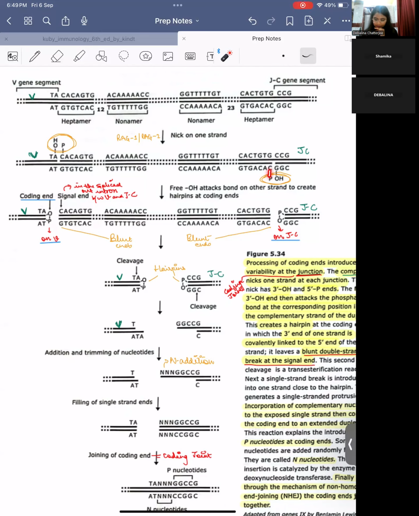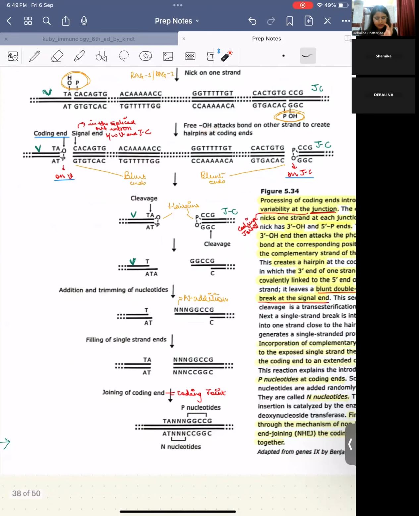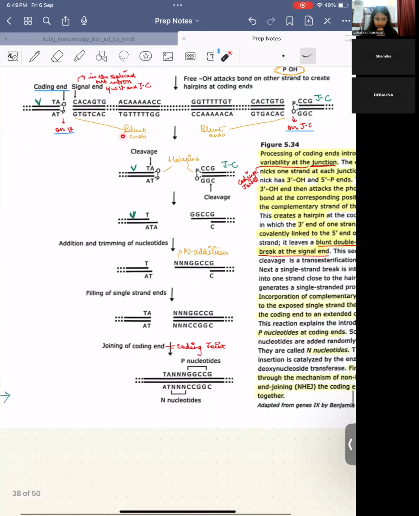So another nick is present over here. So your RAG 1 and RAG 2 nick on one strand. Now this free 3' OH is going to attack here. This is forming a coding end. And this other side, where we have a double strand break, is forming a signal end. Now these, if you see, are blunt ends, and over here we have a hairpin that has formed. These hairpins are further cleaved off, right? And because of which we have some overhangs left.